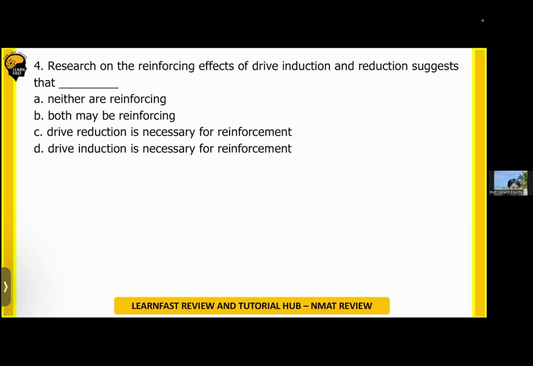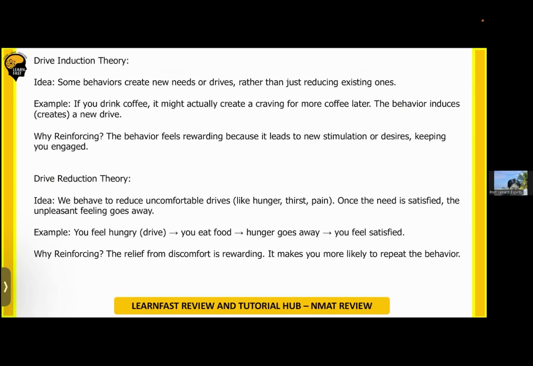So the drive induction theory states that some behaviors create new needs or drives rather than just reducing existing ones. So if you drink coffee, it might actually create a craving for more coffee later. The behavior induces or creates a new drive. So why is this reinforcing? It's because the behavior feels rewarding because it leads to new stimulation or desires, keeping you engaged.